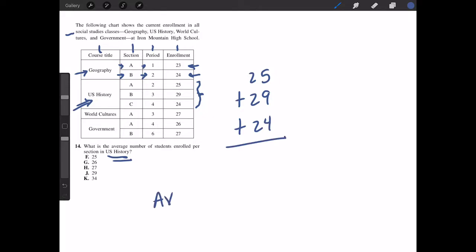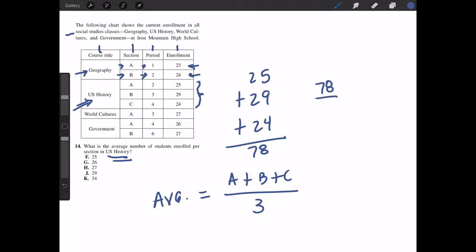Why am I adding? Well, because if they want the average, an average, as you know, is equal to the sum of, in this case, all the sections, so section A plus B plus C, and then dividing by the number of sections that we added, in other words, 3, and that'll give us the average. So adding 25 plus 29 plus 24, very easy on the calculator, shouldn't have any issues with that one. So you get a total of 78 students.